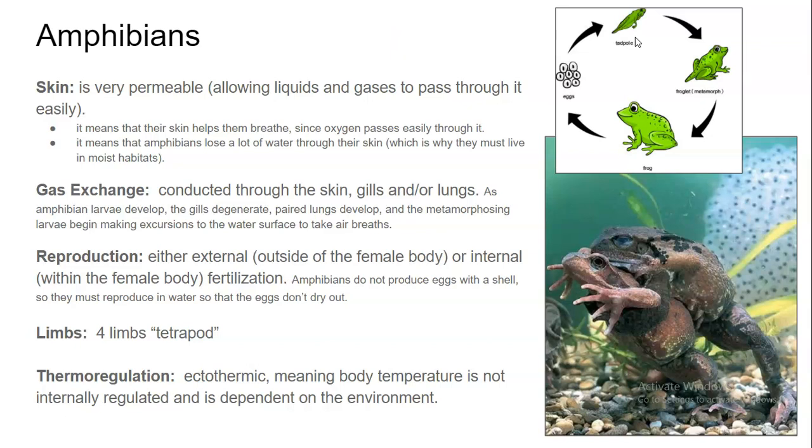Reproduction is either external, which is outside of the female's body, or internal, within the female's body. Amphibians do not produce eggs with a shell, so their eggs have to be in water.